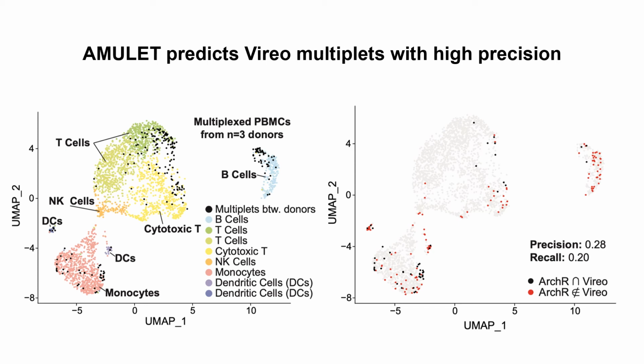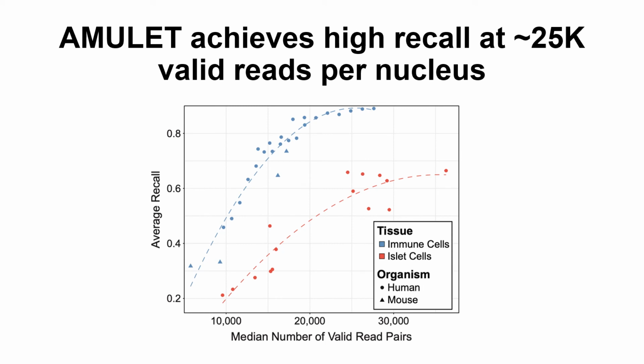We noticed that AMULET had lower recall for this PBMC dataset than the previous ones, and determined that the lower recall likely results from the fact that the multiplex PBMC sample observed only 6,000 valid reads per nucleus compared to the 20 to 28,000 valid reads per nucleus in the previous samples. To better estimate how read depth impacts the recall performance of AMULET, we measured recall as before for samples at different sequencing depths. We observed that when the number of valid reads reaches 25,000 per nucleus, AMULET detects our simulated multiplets with high recall.